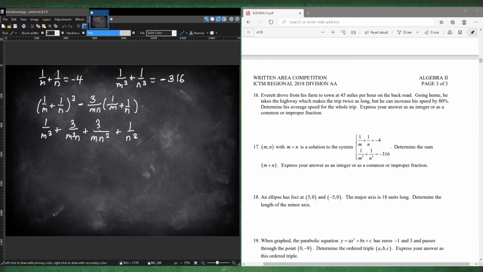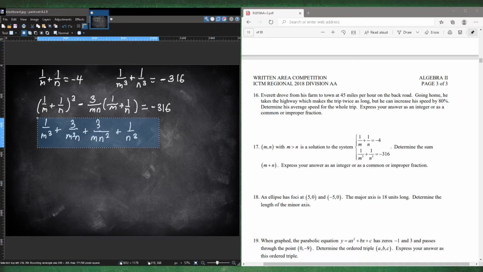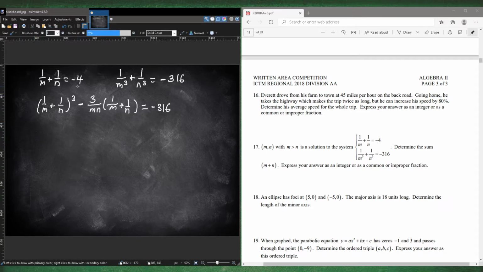Okay? And we know that is equal to -316. Okay, so now let's plug in some of our numbers. So we could plug in -4 in here. So -4 cubed, that's -64. So -64 minus 3 over mn times 1 over m plus 1 over n, that's also -4. So plug in a -4, is equal to -316. So then that gives us -64 plus 12 over mn is equal to -316.